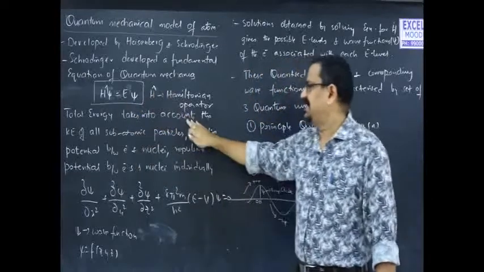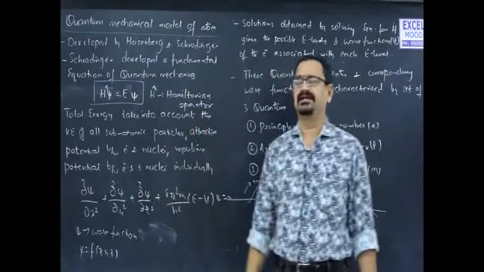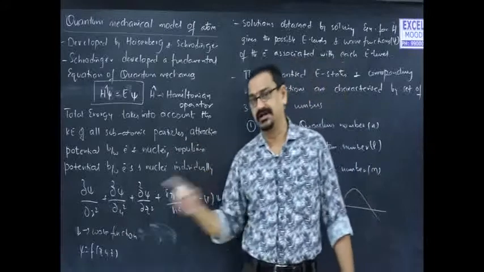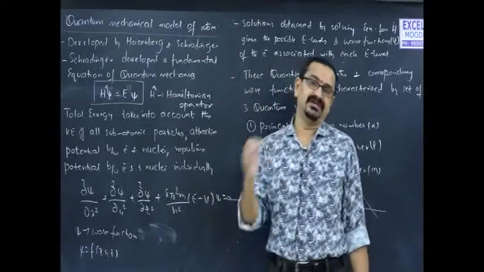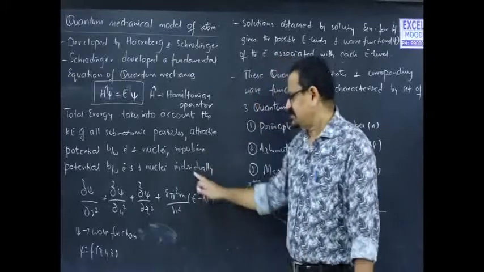The total energy takes into account the kinetic energy of all subatomic particles present in an atom, and all attractive forces between electrons and nuclei, and all repulsive forces between electrons as well as within the nucleus individually.